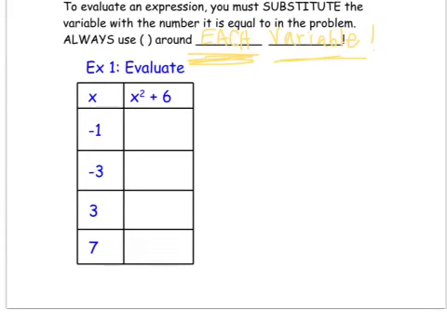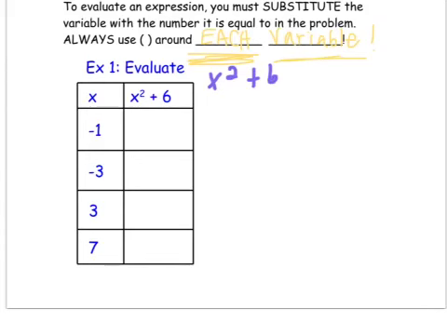So what we're gonna do is we're gonna go ahead and check this out. Right here we have x. So x is our what? X is gonna be our variable. Well, our expression is x squared plus 6. So if you look up here, it says always use parentheses around each variable. And this is our variable, so we have to use parentheses. So we're going to write x squared plus 6.